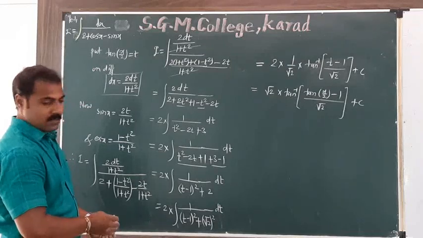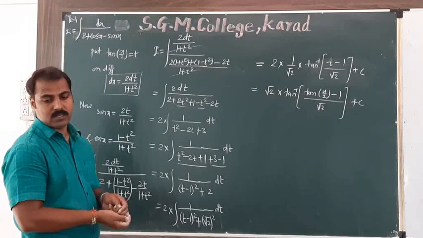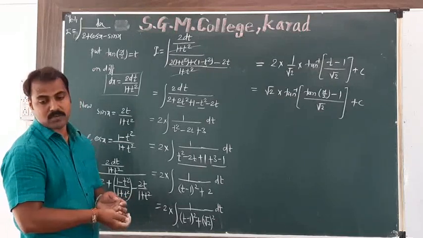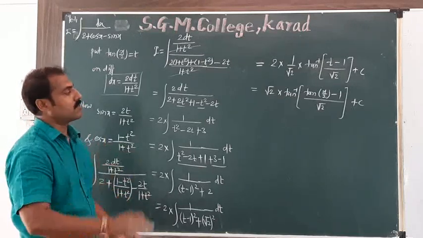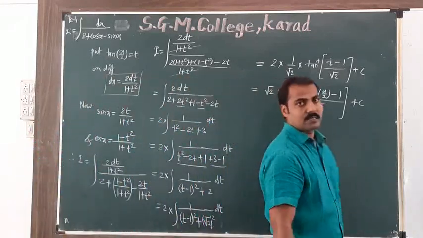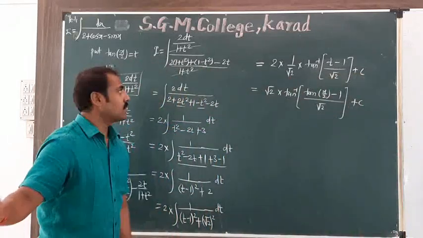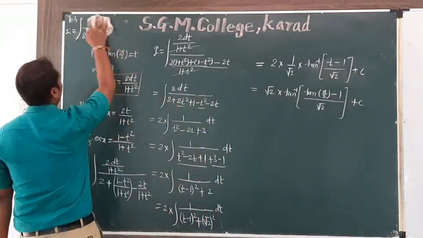Okay, so here is the final answer of the given question: root 2 into tan inverse of (tan x by 2 minus 1) divided by root 2, plus c. Okay, so here is the answer. Now take one more example. We solve one more example by another method.